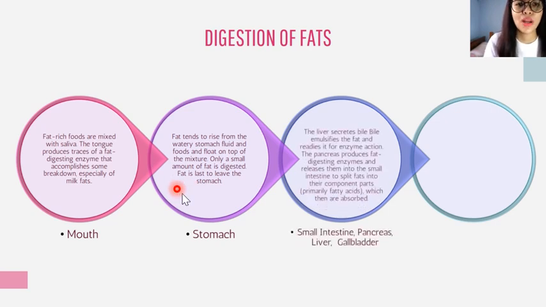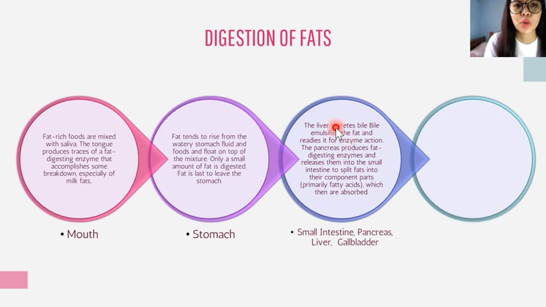And then in the small intestine, the liver will secrete bile. If you can remember, bile is the one that emulsifies the fat and readies it for enzyme action. The pancreas produces a fat-digesting enzyme, that is your lipase, and releases it into the small intestine to split fats into their components. These are your fatty acids, which are then absorbed.